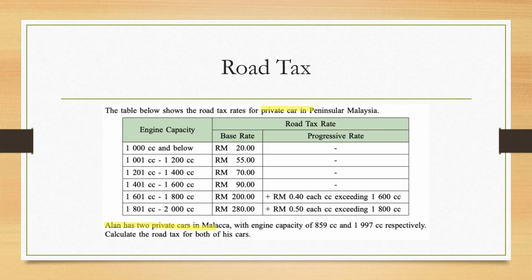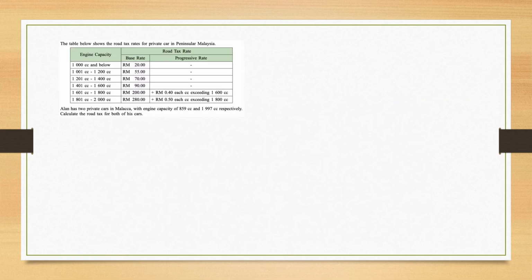Alan has two private cars in Malacca with engines of 859cc and 1997cc. Calculate the road tax for both cars, so add them together. Again, based on your engine capacity or cc, we look at your engine capacity and do accordingly. Let's look at the question. I have two private cars as I mentioned before, with engines of 859cc and 1997cc. Calculate the road tax of both. So, road tax for car.